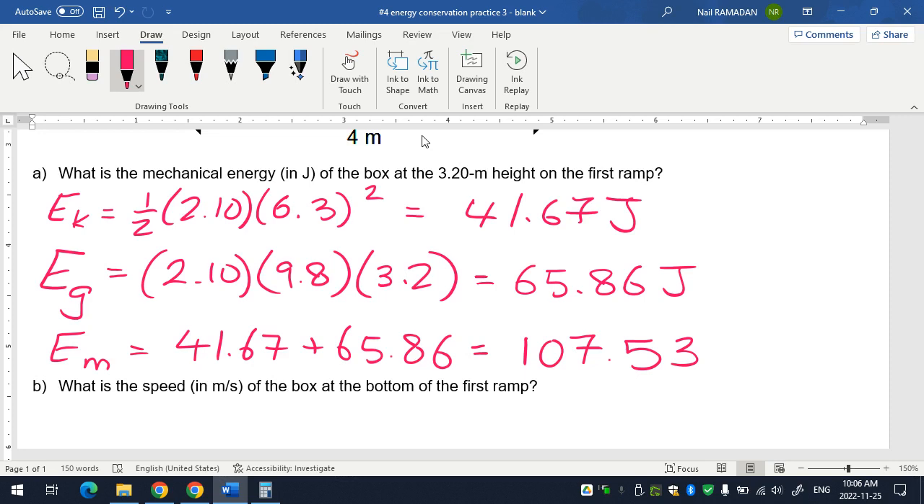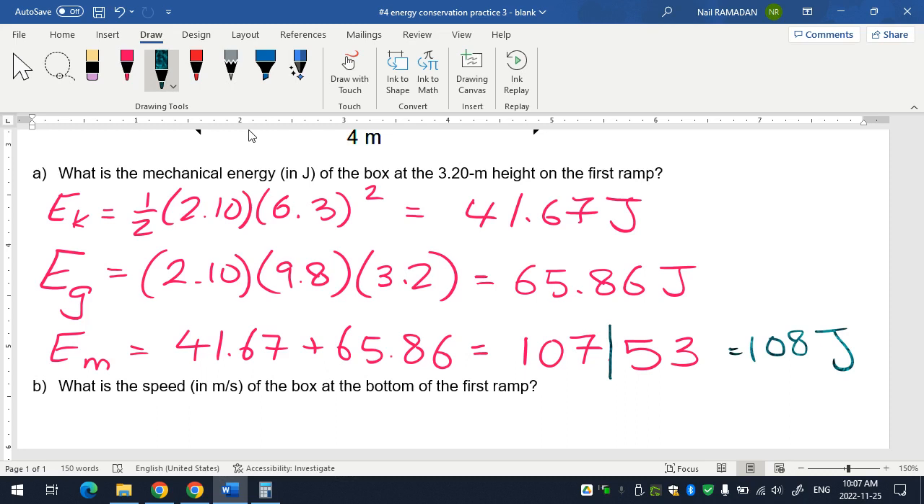Okay. Oh, so we're done. Okay. What would this be to 3 sig figs? 108. So cut it right here. So you get 108 joules. So which one of these 3 numbers will never ever change? EM, which will never ever change. It's the total amount of energy in the system, being the box.